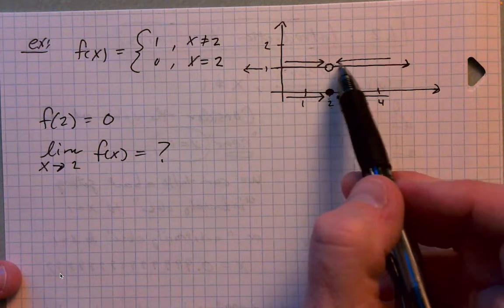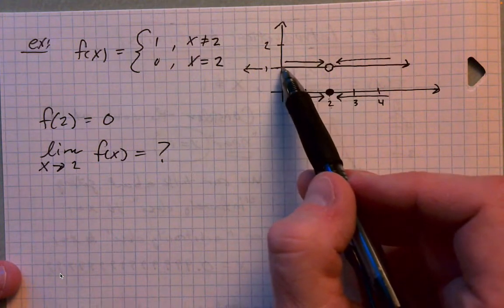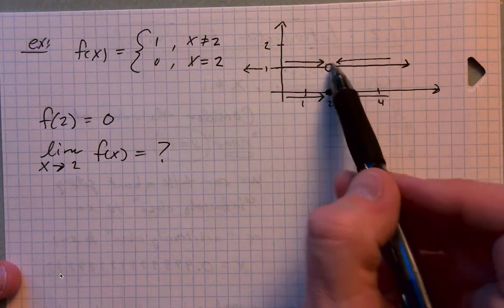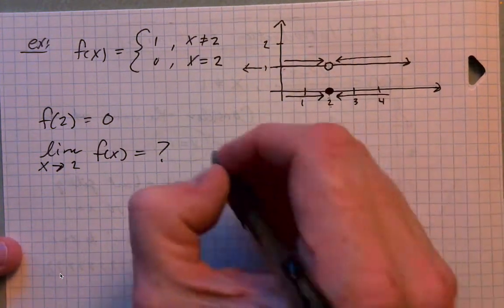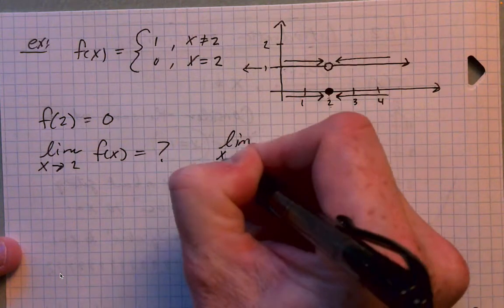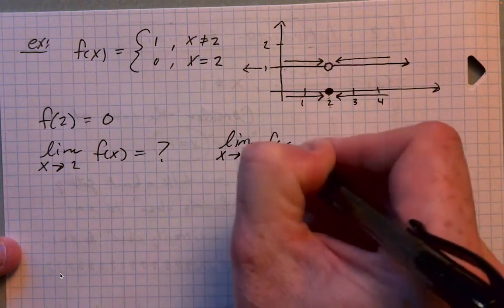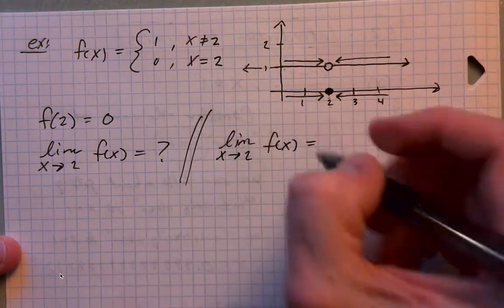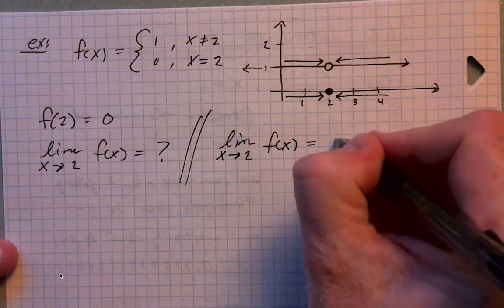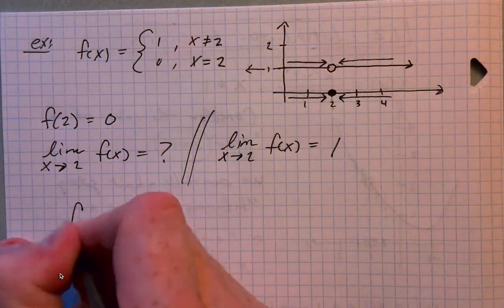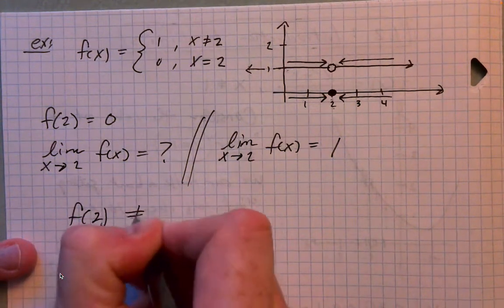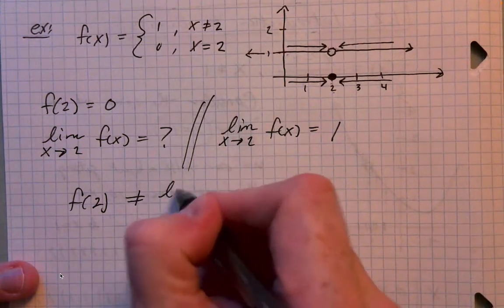Right? Actually, it doesn't get close to 1. It is 1. It remains 1 everywhere except at the point x equals 2. And so for this reason, what we would say is that the limit as x approaches 2 of f of x is equal to, what is it equal to? It's equal to 1.